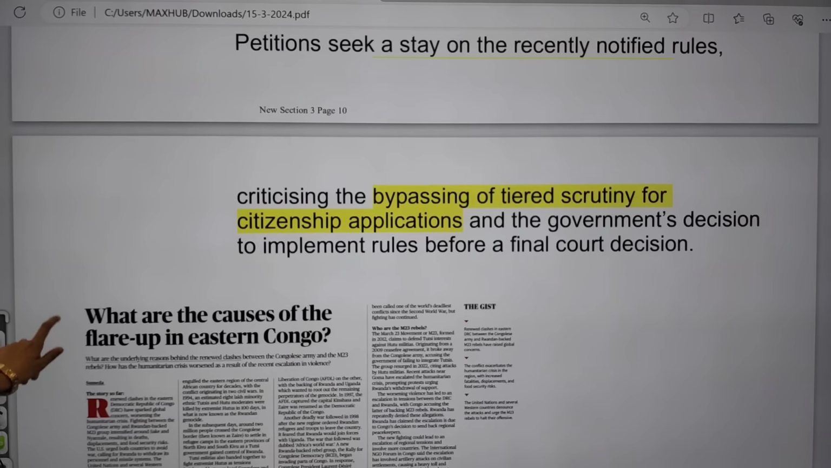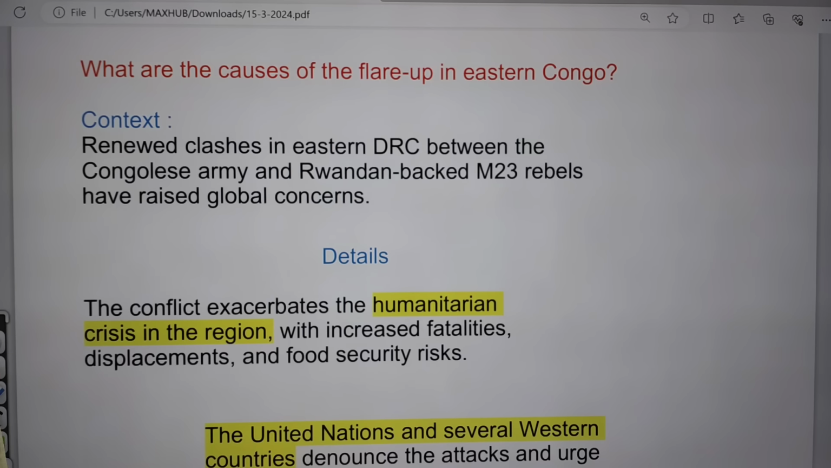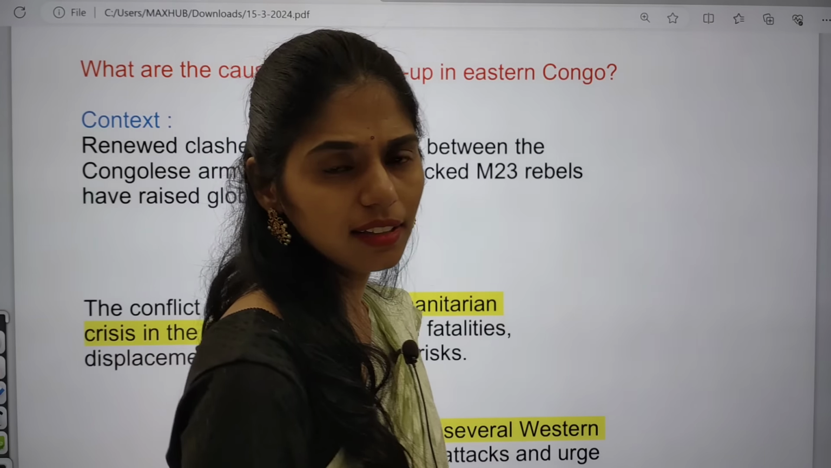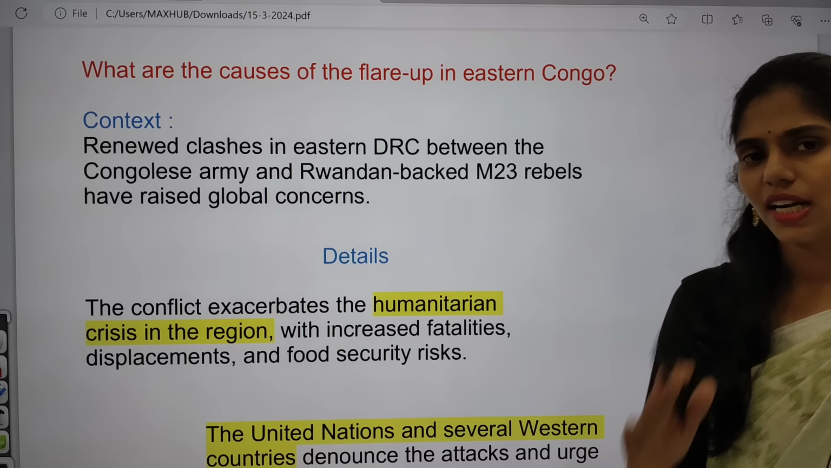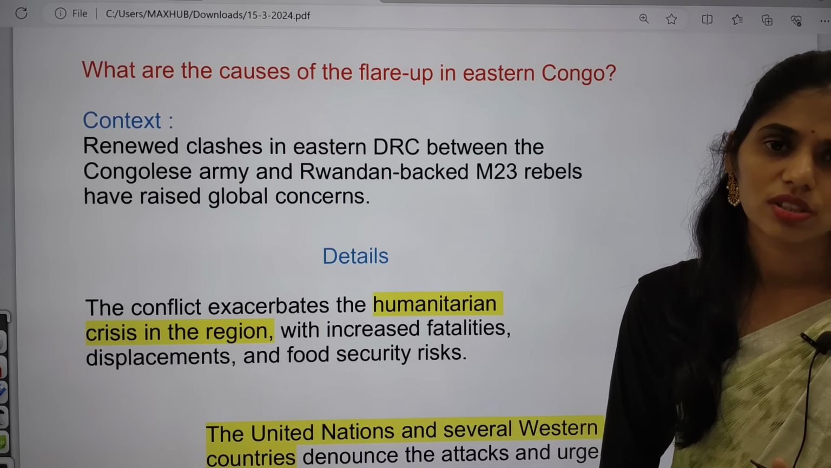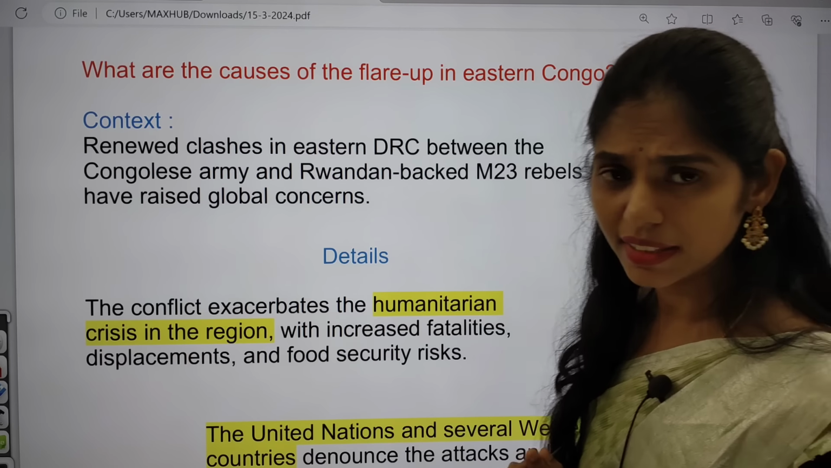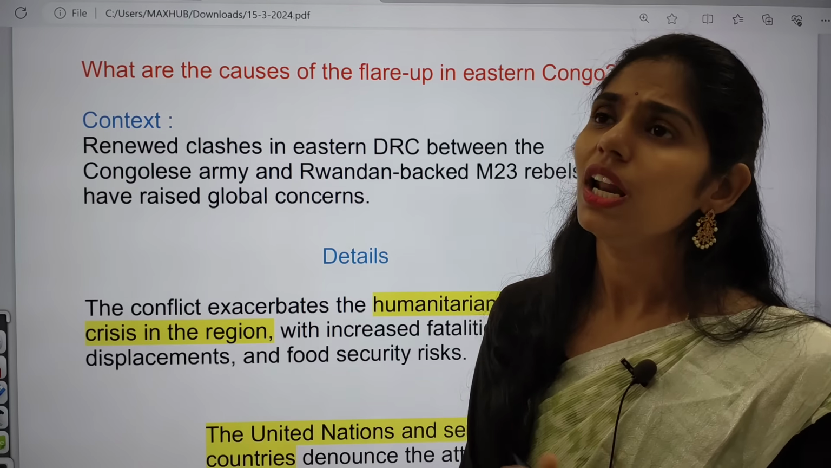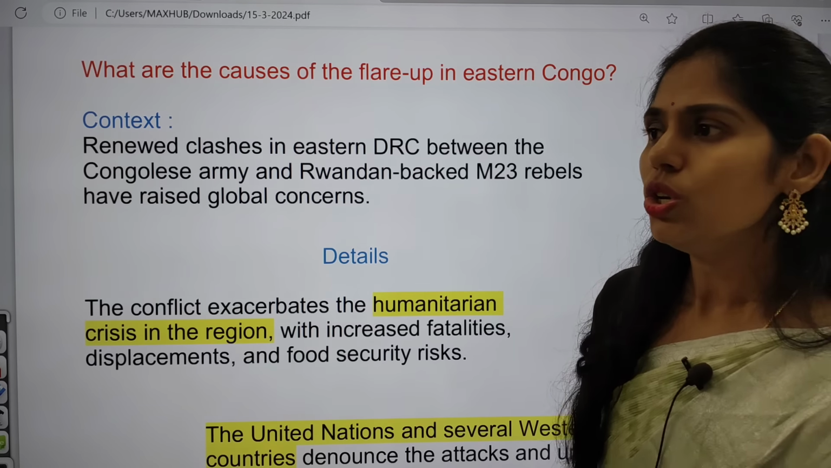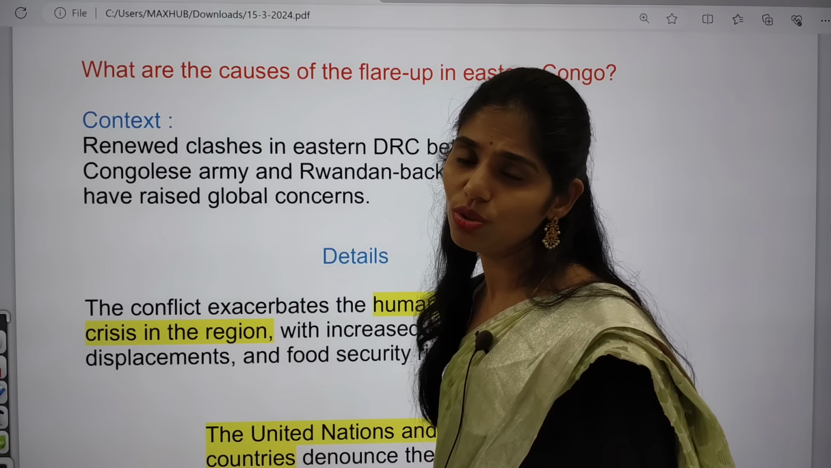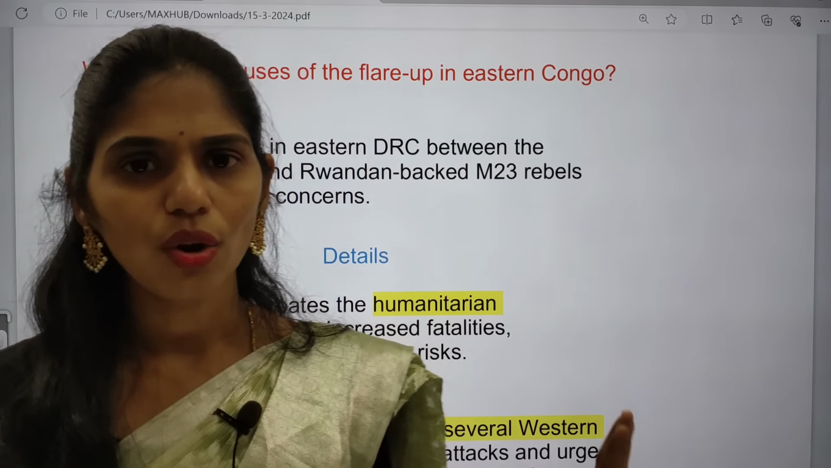And the next topic is about the causes of the flare-up in Eastern Congo. Here there is also a chance of getting a question, as I said earlier. Whenever any country is in the news, you can get a question with the country name and the reason why it is in the news. So you can get a question from that area also. In this way, questions were asked in 2023, 2022, 2021 and even 2018; this type of question appeared in your prelims. So when you see any country or place in the news, you have to note the place name, which country, and why. So these are very important.